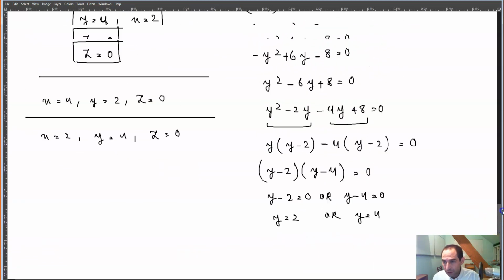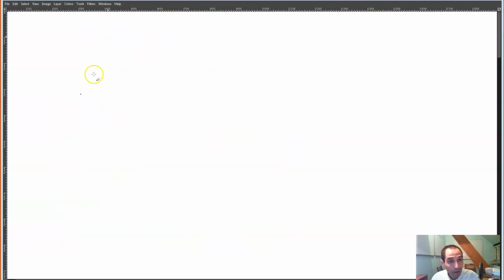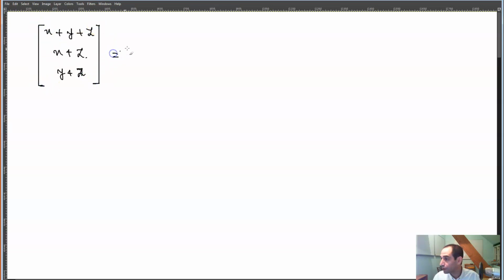Now the next thing that we have here is part 3 of this exercise, which is 279. So part 3 is, we have a matrix x plus y plus z, and then we have x plus z, and then we have y plus z, and that is a column matrix. And then the values are 9, 5, and 7.